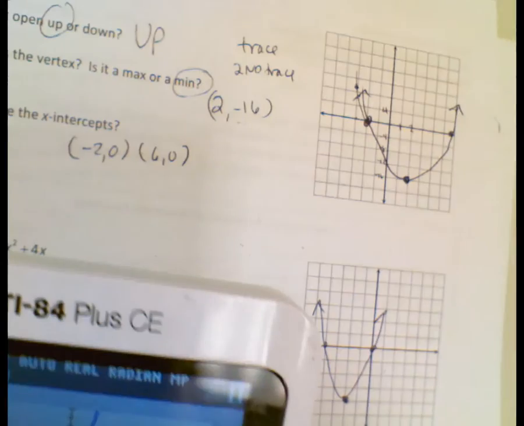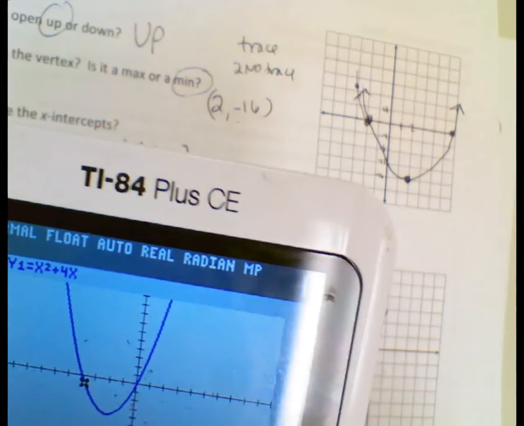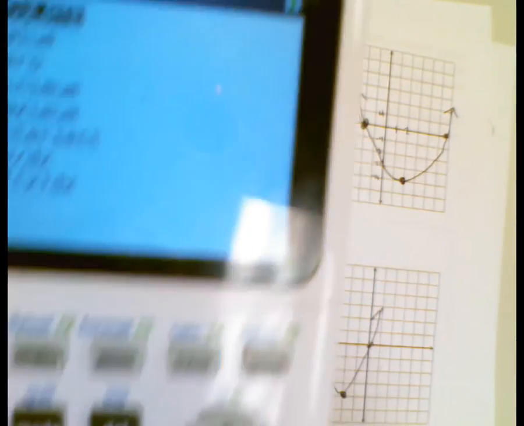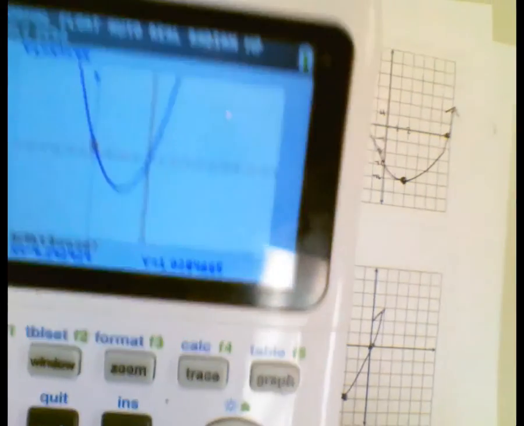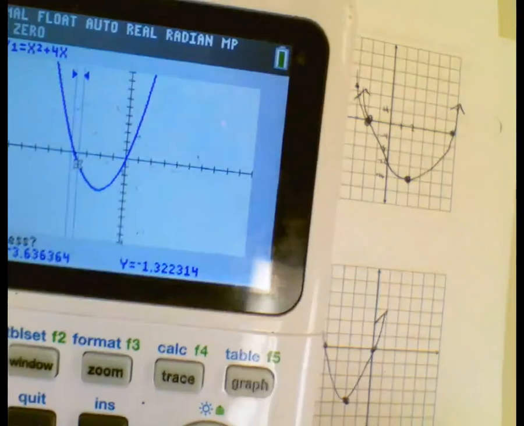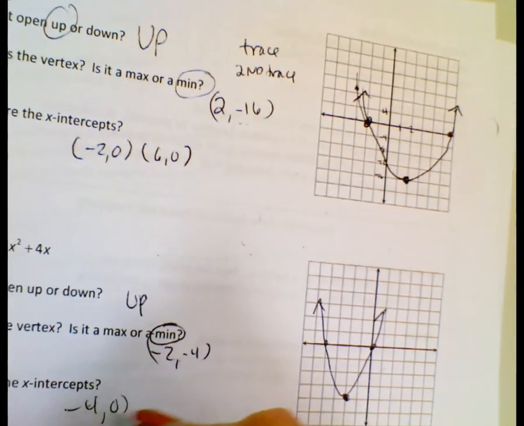But how do you write these? So trace. With my left arrow, I'm going to move it up to this first one. I'm going to go to the left of it. So second trace 0. Left-bound guess. I'm pressing enter. Then I'm going to go to the right of it, which is below it. Press enter, and then I'm going to guess. Enter. It says right there, it's negative 4, 0, and that's how you write it, negative 4, 0.